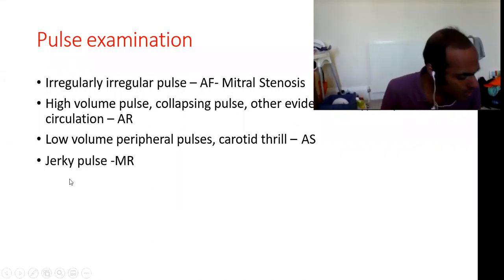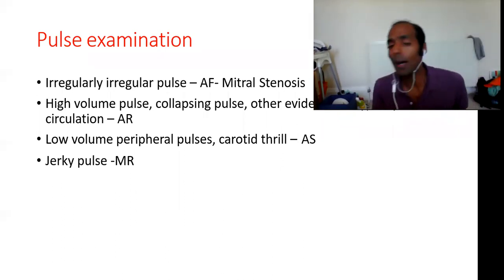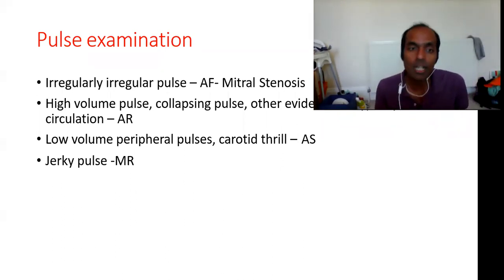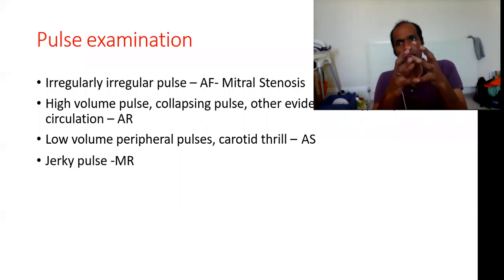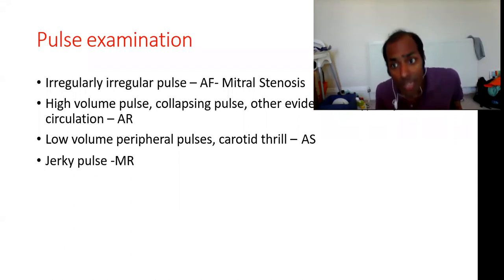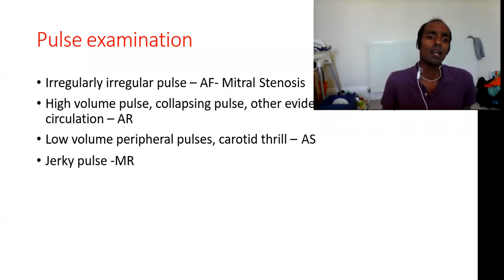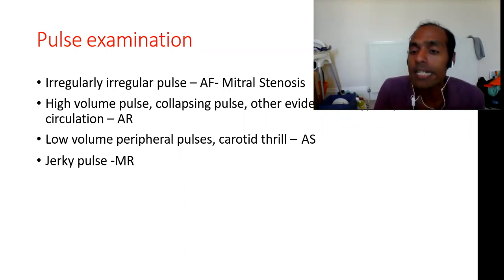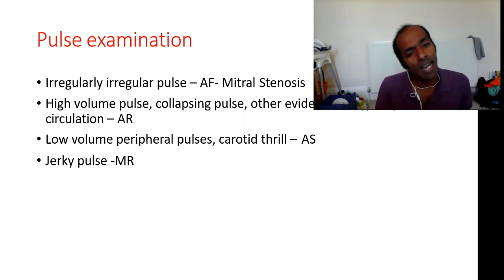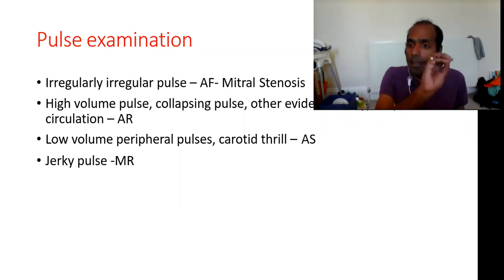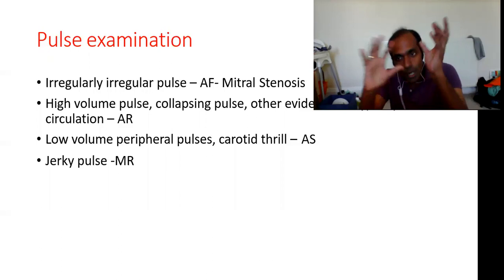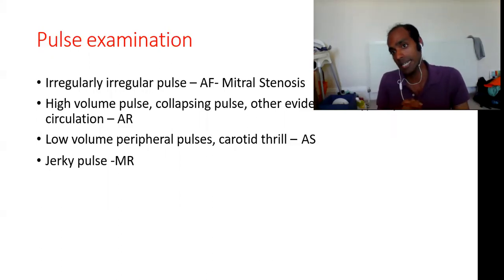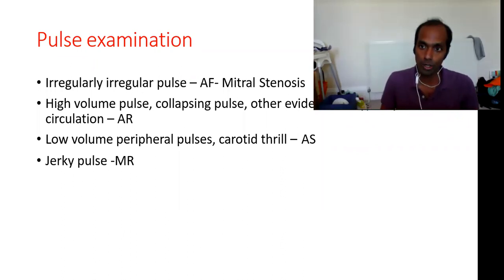The last one is what you call a jerky pulse. It is not very important. It's a bit difficult for you to identify. But generally, if it's a high volume pulse without a collapsing pulse, the cause is mitral regurgitation. So don't write down the jerky pulse. You say high volume pulse without collapsing pulse would be mitral regurgitation. Why do you get a high volume pulse in mitral regurgitation? Because of the volume overload.